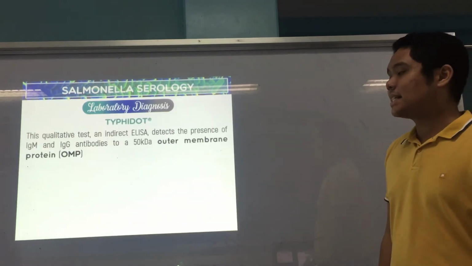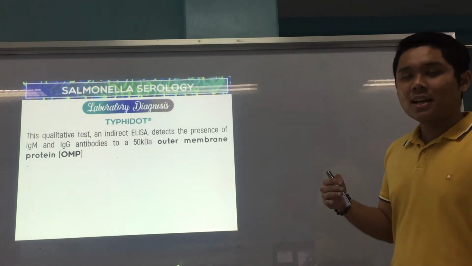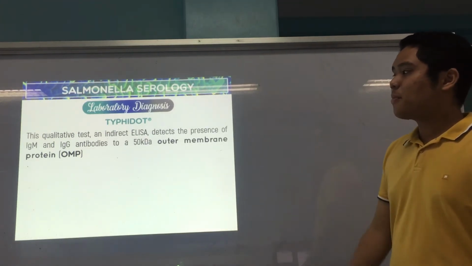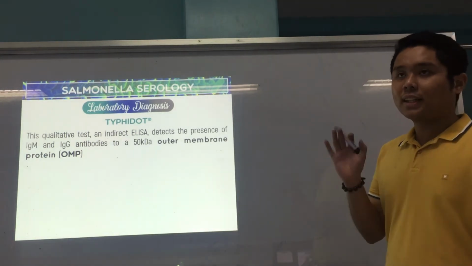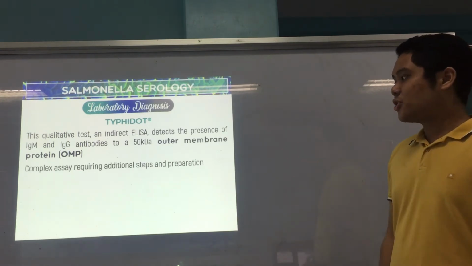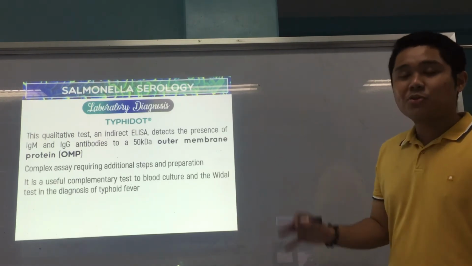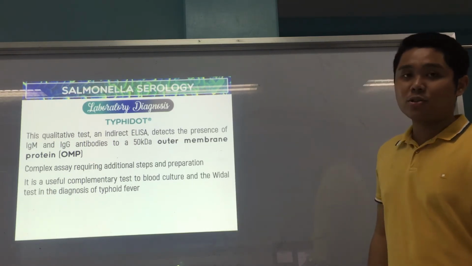Your Typhidot test is a qualitative test which determines still the same antibodies to an OMP, outer membrane protein, found on the outer surface of your Salmonella. So you're detecting IgM or IgG. So it's a complex assay which requires additional steps in preparation. It's a useful complementary test to blood culture and the Widal test in the diagnosis of typhoid fever.